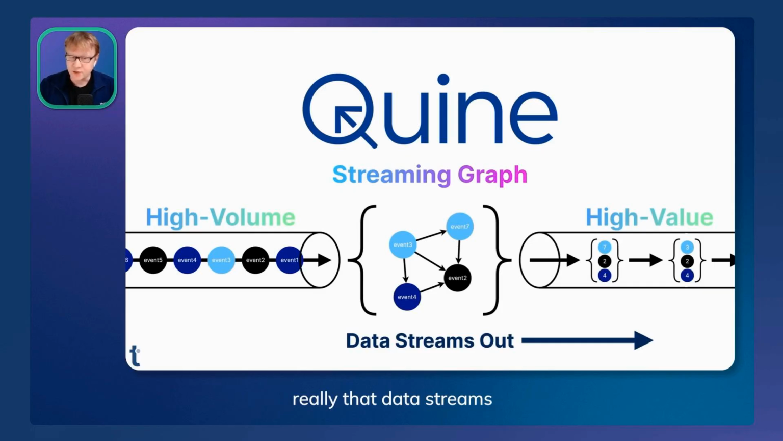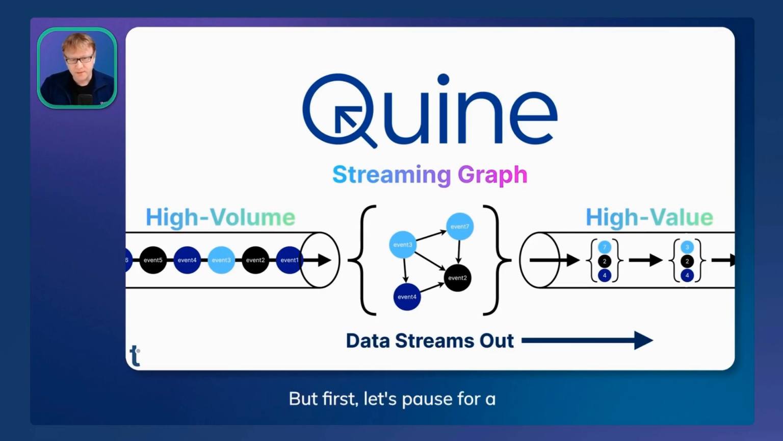So what makes a streaming graph is really that data streams out. Not only does it flow in from your typical streaming sources like Kafka or Kinesis or Pulsar, but it also flows out, often to those same tools. Or maybe it goes out to other analytics tools like Pinot or other kinds of services that you may set up for downstream processing. So data streaming out is the key capability. What enables that in Quine is something that we call standing queries, which we'll get into here in a moment.